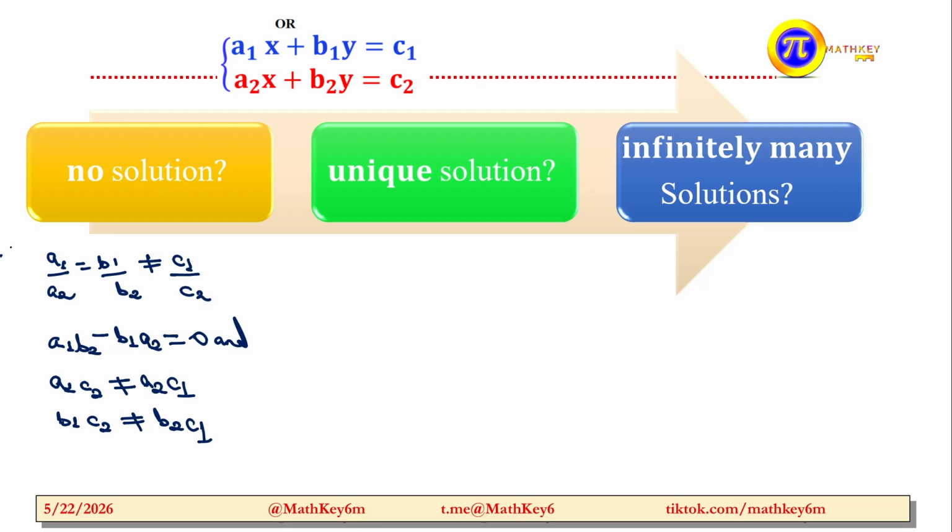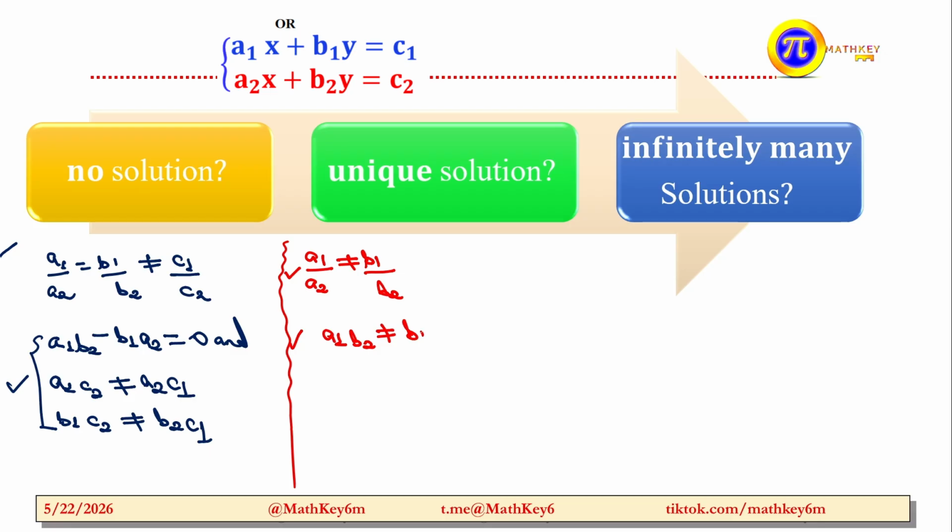Either you equate these forms, or you determine using determinant forms. When it comes to the second one, it has a unique solution. The reverse: a1 over a2 is different from b1 over b2, whatever the case of c1 and c2. Or using the matrix rule, a1 times b2 is different from b1 times a2, when this determinant is different from 0, whatever the case of c1 and c2.